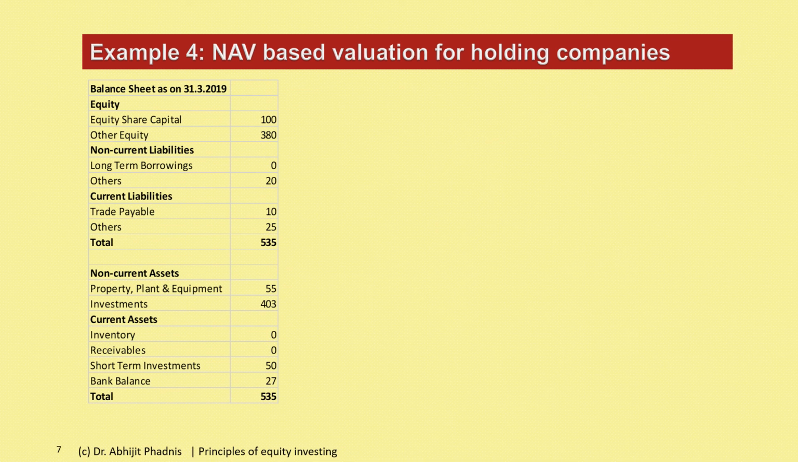So in case of holding companies, here we have this example of NAV or net asset value. Now net asset value is similar to book value except that the assets are marked to market. So what is the meaning of mark to market? They are all valued using prices available from the market.